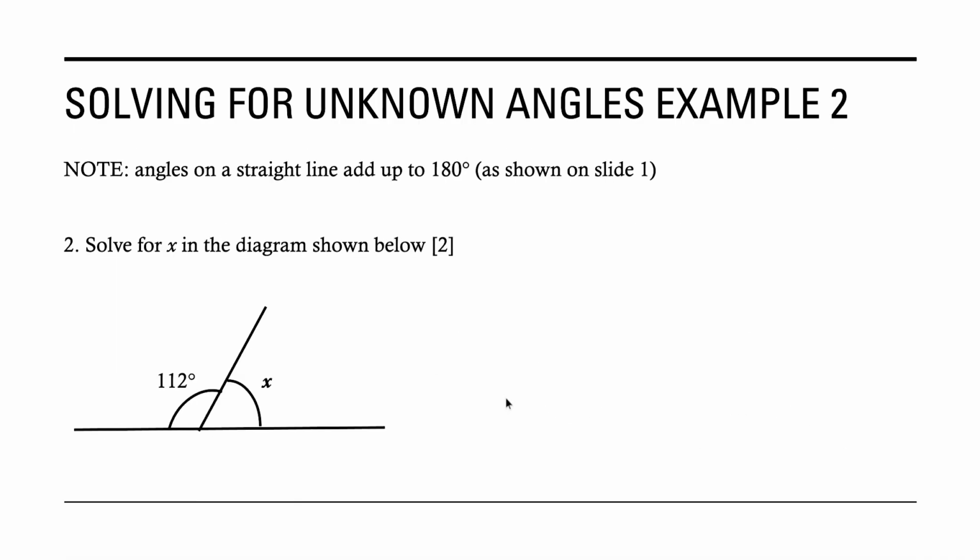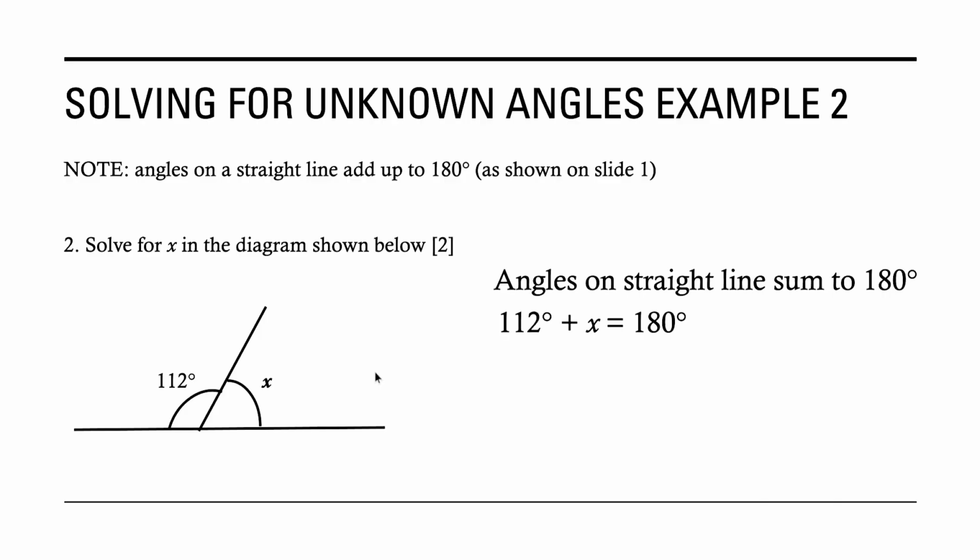The second question is similar. It's a 180-degree angle because it's on a straight line. You should know this immediately and write it down as soon as you can. It's been split into 2 components, 112 and x. So write that 112 plus x is 180. Rearranging again, we get that x is equal to 68.